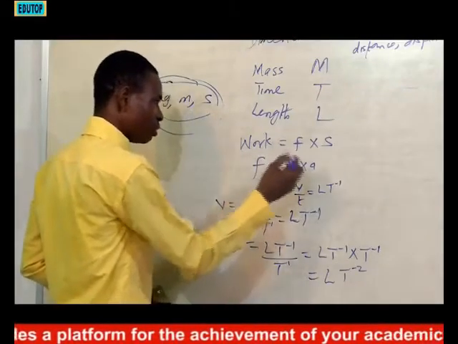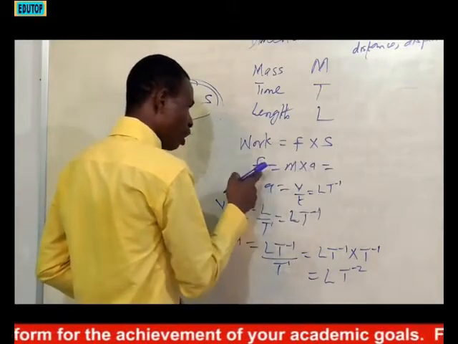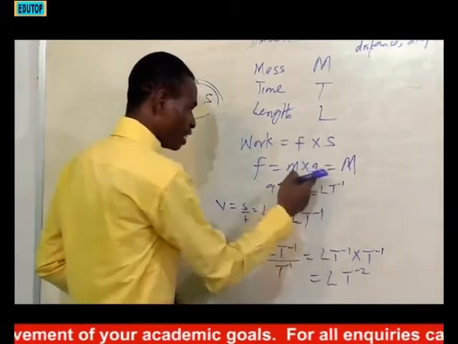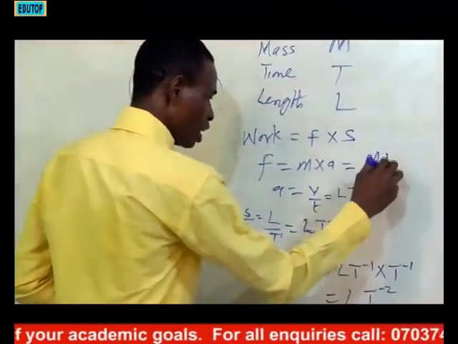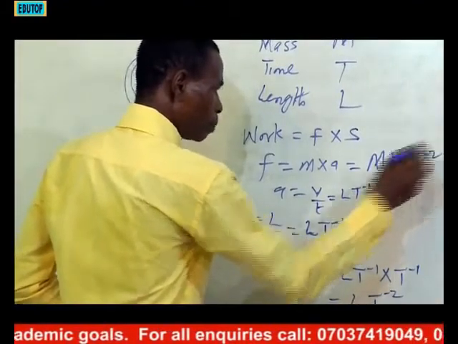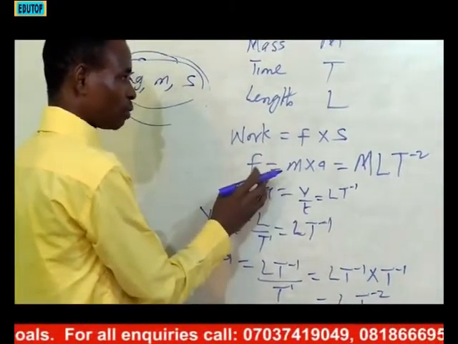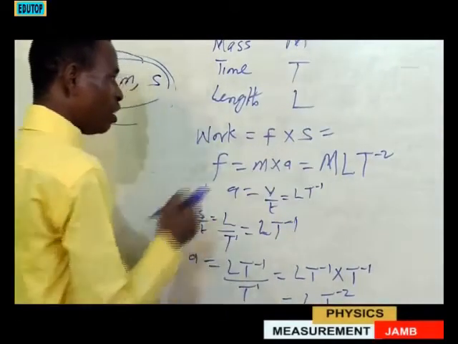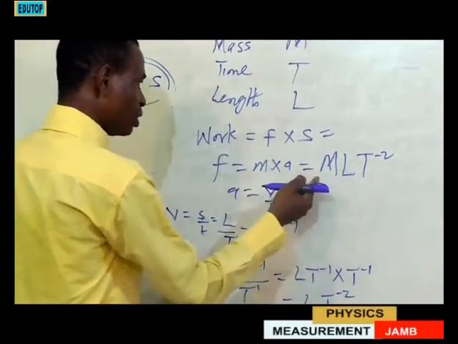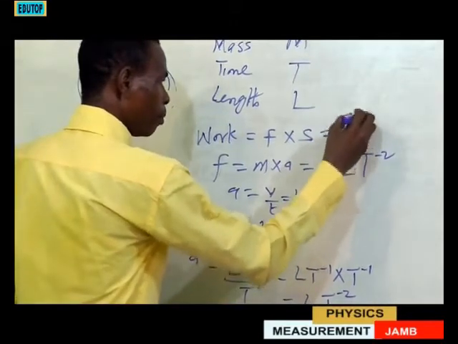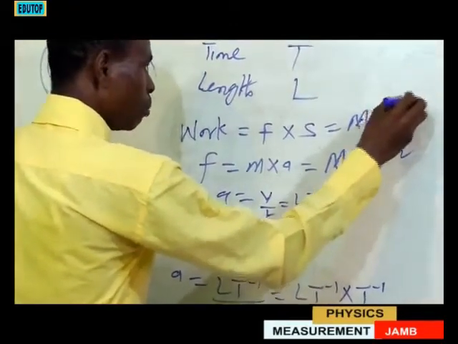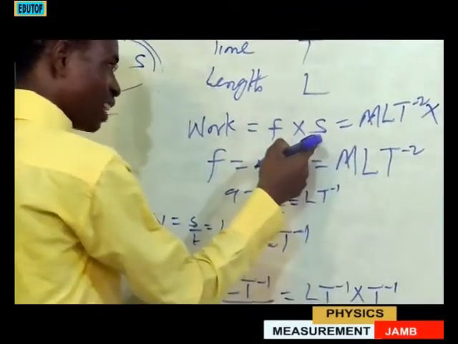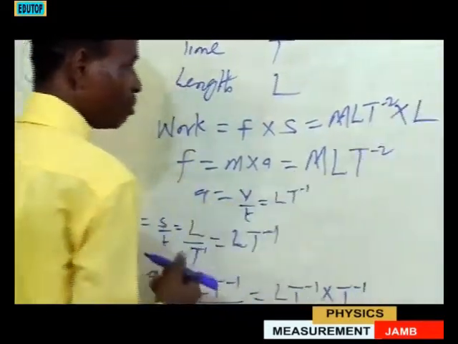The force itself. Then now put it together. For force, the dimension of mass is M. For acceleration is this. Put it together. That is for force. So for work now, the dimension of force is this, M L T raised to the power minus 2, times distance, another L.